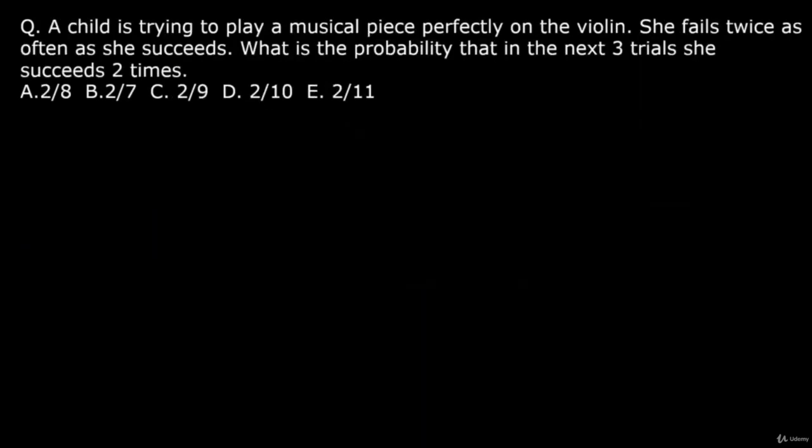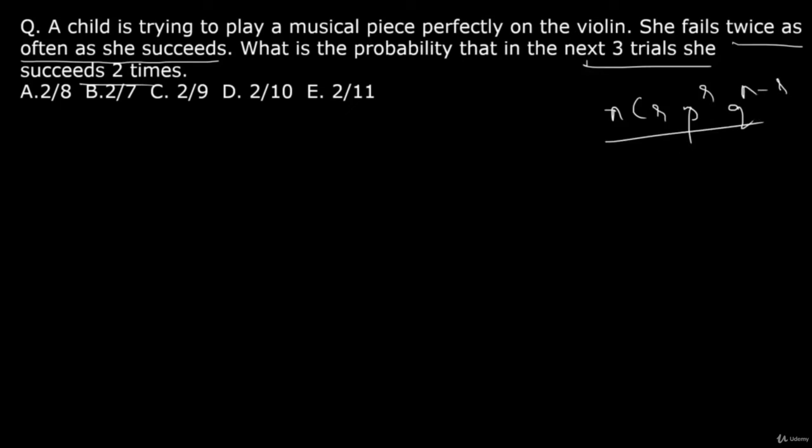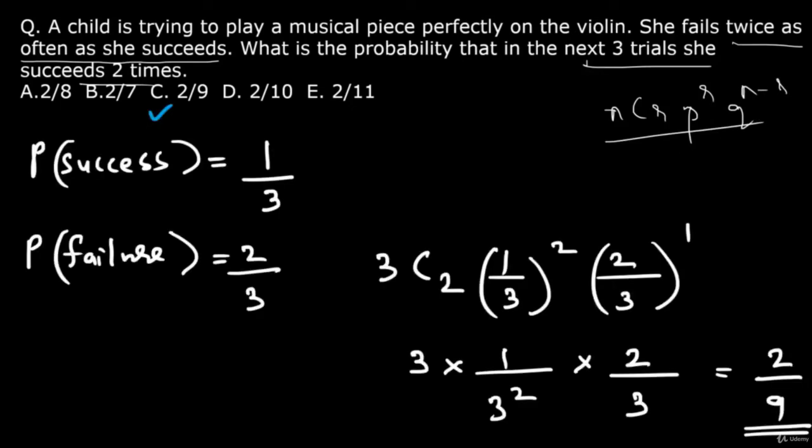Alright, let's read the next question. A child is trying to play a musical piece perfectly on the violin. She fails twice as often as she succeeds. What's the probability that in the next 3 trials she succeeds 2 times? So this is a clear application of nCr p to the power r q to the power n minus r, right? What's the answer to this question? The correct answer is option C, that is 2 by 9.